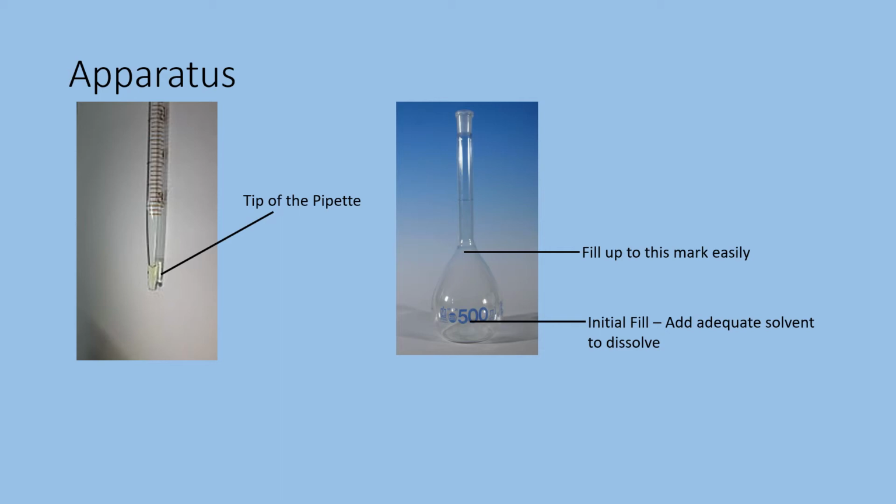So from here onwards, you see the flask is narrower. So you have to add very carefully drop wise in this portion so that it doesn't cross the mark. Once it is filled up to the mark, close the flask and then shake thoroughly so that your mixing is complete.